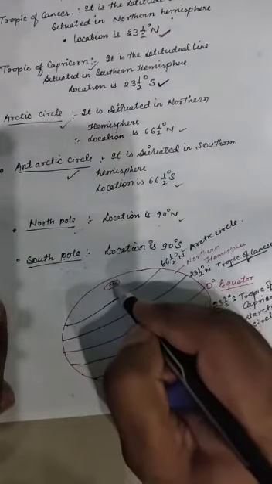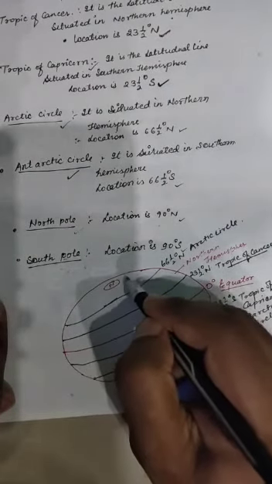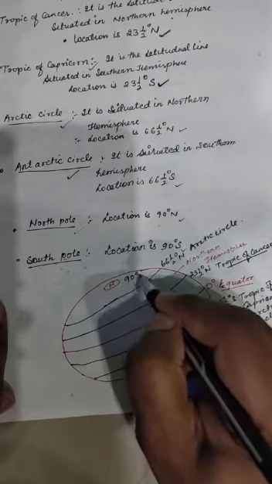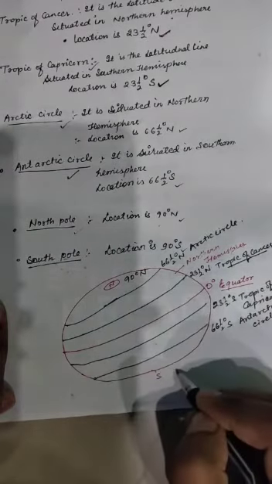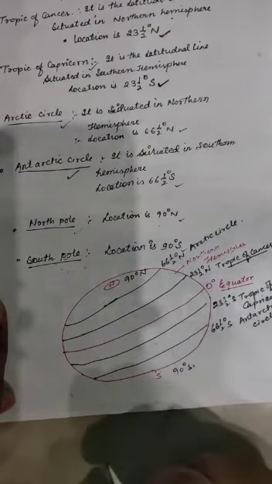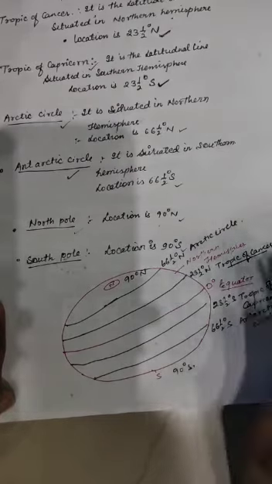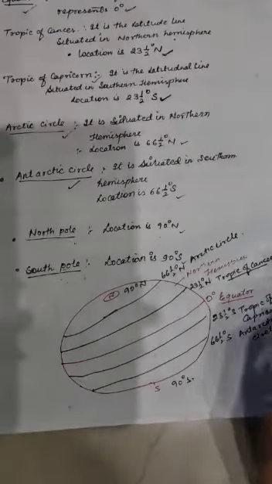Next is the North Pole. It is situated on the pole, that is 90 degree north, and the South Pole is 90 degree south. So these are the important latitudinal lines.